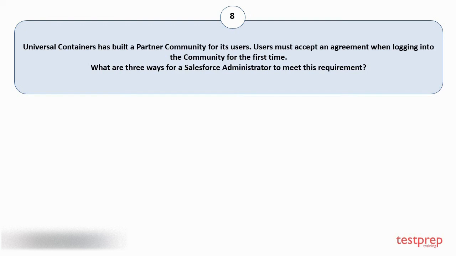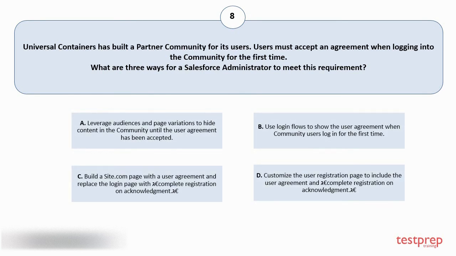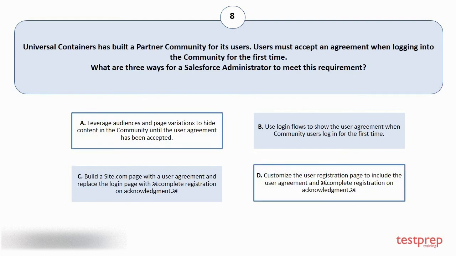Your options are: A. Leverage audiences and page variations to hide content in the community until the user agreement has been accepted. B. Use login flows to show the user agreement when community users log in for the first time. C. Build a site.com page with a user agreement and replace the login page with complete registration on acknowledgement. D. Customize the user registration page to include the user agreement and complete registration on acknowledgement. The correct answers are option A and D.